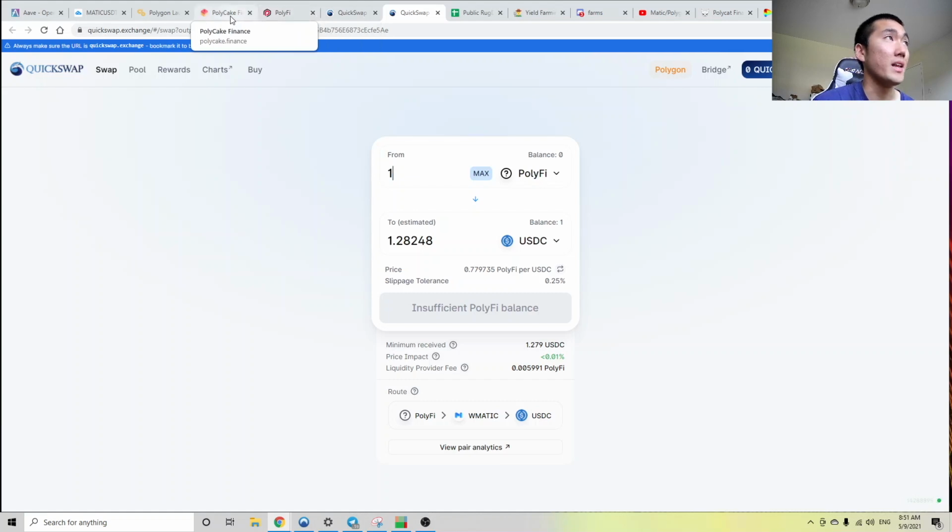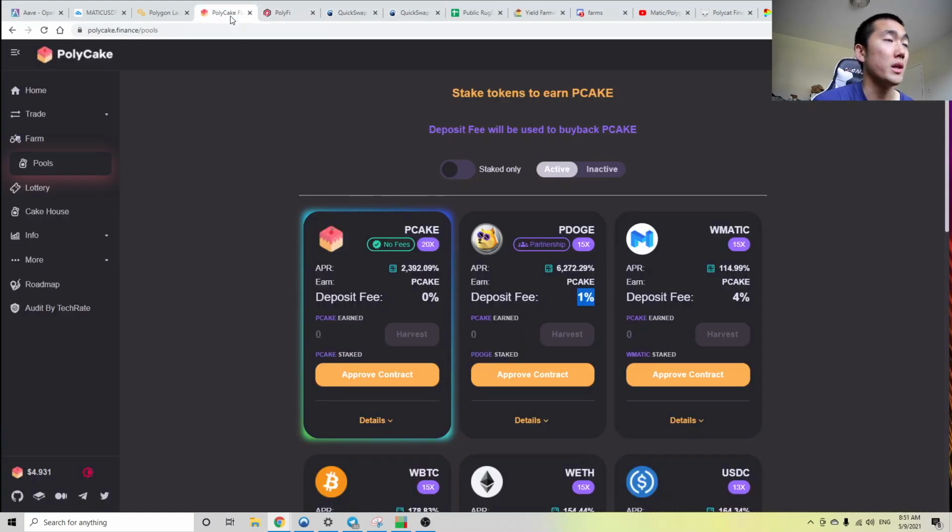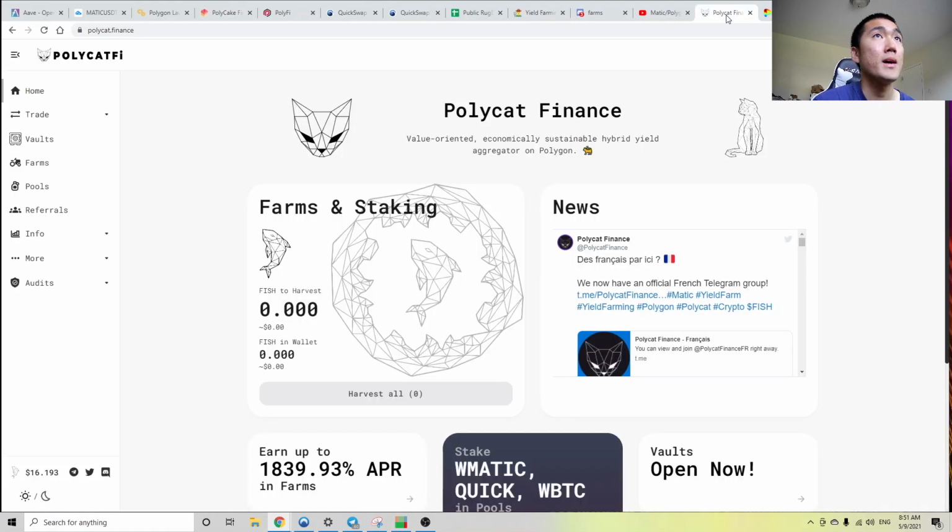But I also wanted to highlight a few that did not work for me, like Polycake, I did not make my deposit fee back. Polycat, I did not make my deposit fee back. In hindsight, if I stayed in Polycat, I would have made my deposit fee back, but when I got in at first, it did not seem that great. So, you know, I'm just farming, right?